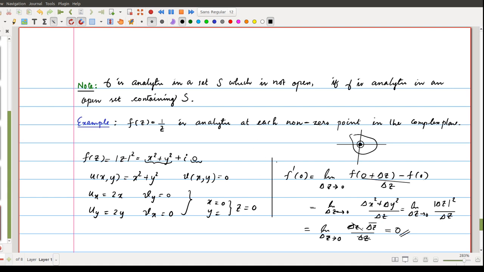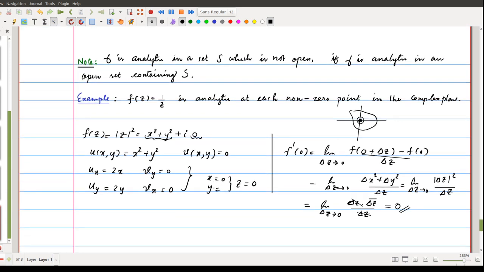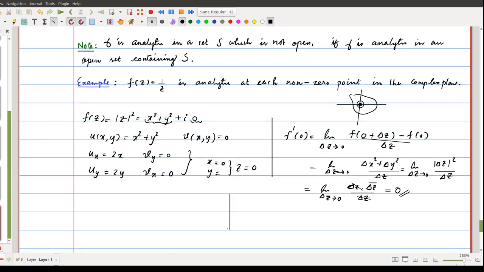So if we consider the complex plane, then we can say that this function has a derivative at z equal to 0, but it doesn't have a derivative at any non-zero point. So if we choose any neighborhood of 0, this function is differentiable only at this point. Except this point, the function is not differentiable. Therefore, this f is not analytic at z equal to 0.